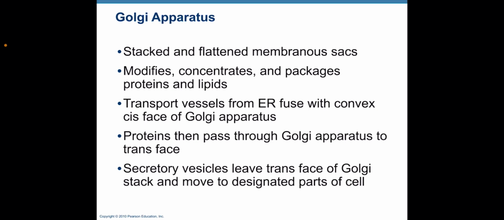Proteins that pass through the Golgi apparatus then turn to trans phase, which is just moving the molecules around, and then secretory vesicles leave the trans phase of the Golgi apparatus stack and move to the designated part of the cell that goes outwards. So they go on one side, and they go through it to the other side. One side's called the cis phase, and the other side is called the trans phase.